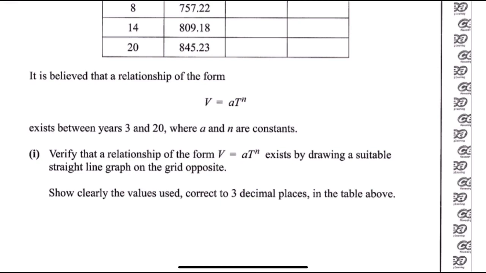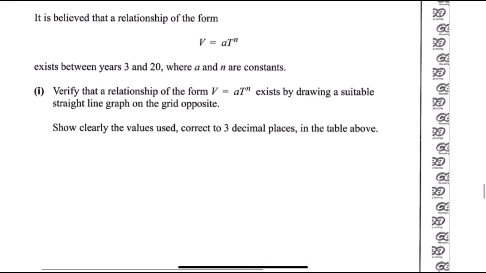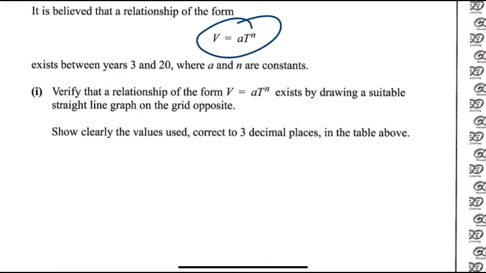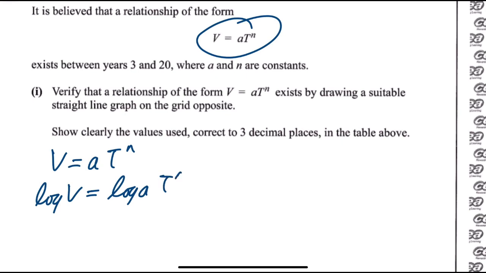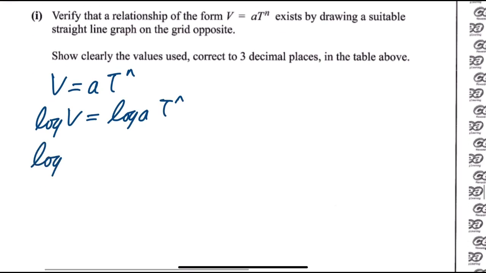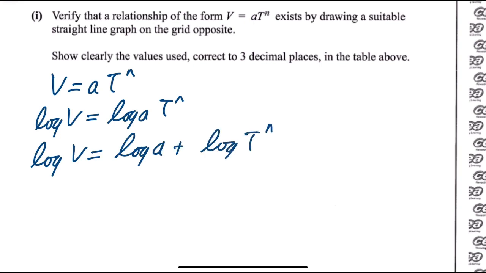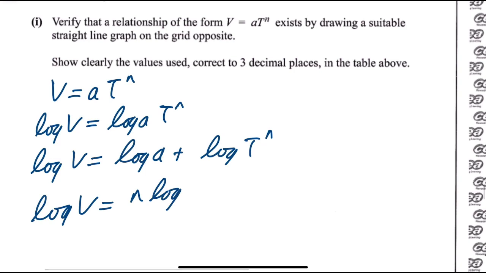This is a log graph question. I like to do this before I do anything else. I'm going to look at this and I'm going to take logs. So V is equal to A T to the power of n. Log V is equal to log of A T to the power of n. I would write then that means log V is equal to, split it up, log A plus log of T to the power of n, which you could write as n log T and then plus your log A.